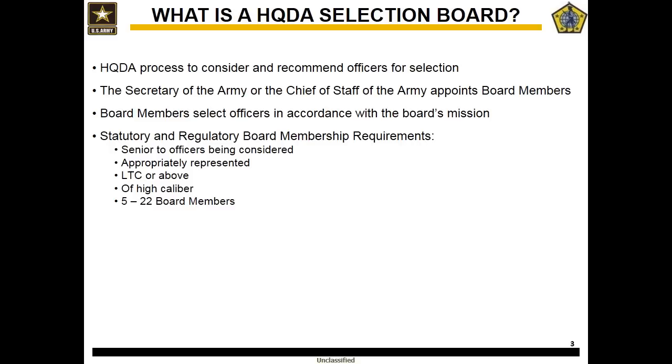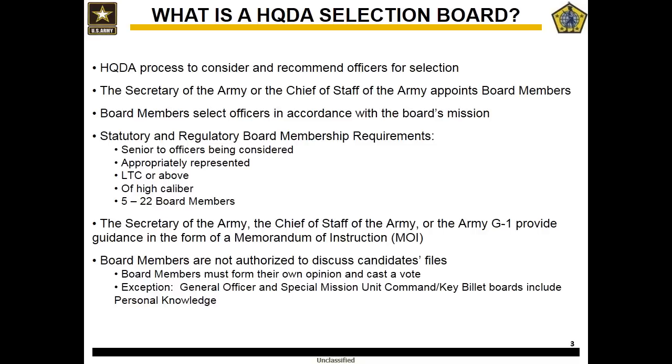The board receives its guidance in the form of the Memorandum of Instruction, or MOI. Members are not allowed to discuss files or share their individual voter philosophies. They must decide for themselves how to score each officer. The important thing to take away from this slide is that everyone in the considered population is adequately represented, and board members are strictly prohibited from communicating about officers' files. Due to these strict guidelines, board members convey 100% faith and confidence in the board process.